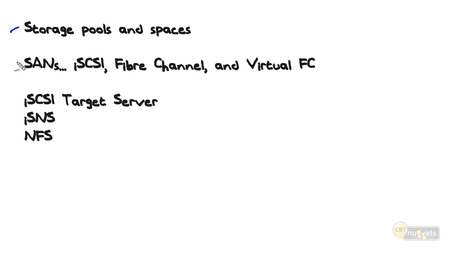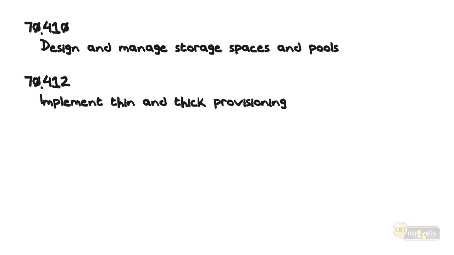We'll also be talking about some of the different storage area network options you've got to work with, including iSCSI, Fiber Channel, and Virtual FC. Really important if you're going to have virtual machines talking to a Fiber Channel SAN. We'll also be talking about some iSCSI target server functionality, the Internet Storage Name Service, and the Network File services, all different services that come with Windows Server 2012.